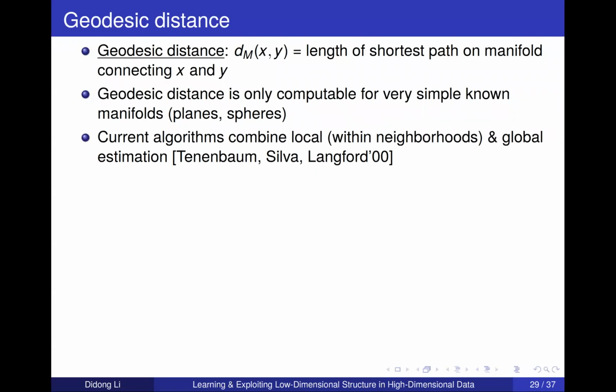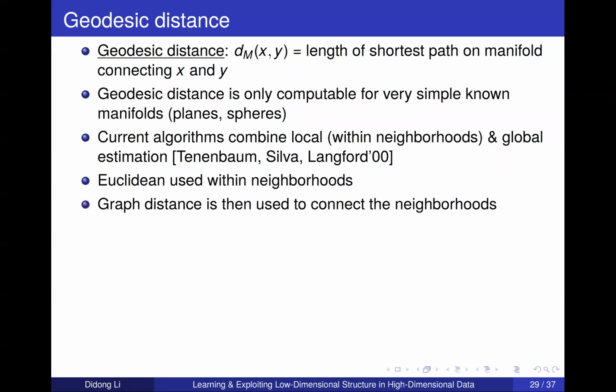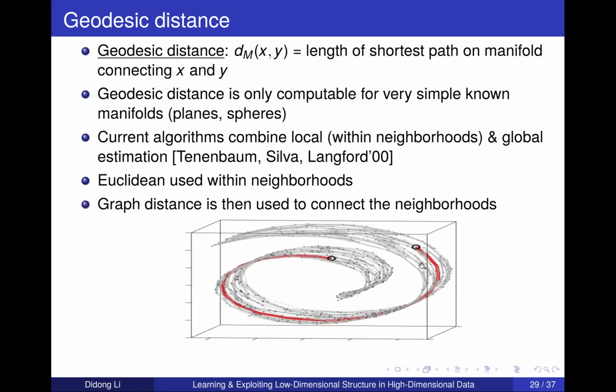The current algorithms combine some local and global estimation. For example, in this beautiful paper where Isomap was proposed, they estimate the distance between local neighbors by the Euclidean distance. This is not surprising because we know the manifold is locally flat. It's locally similar to a Euclidean space. And for non-neighbors, they use the so-called graph distance. Here's one figure showing how this graph distance works.